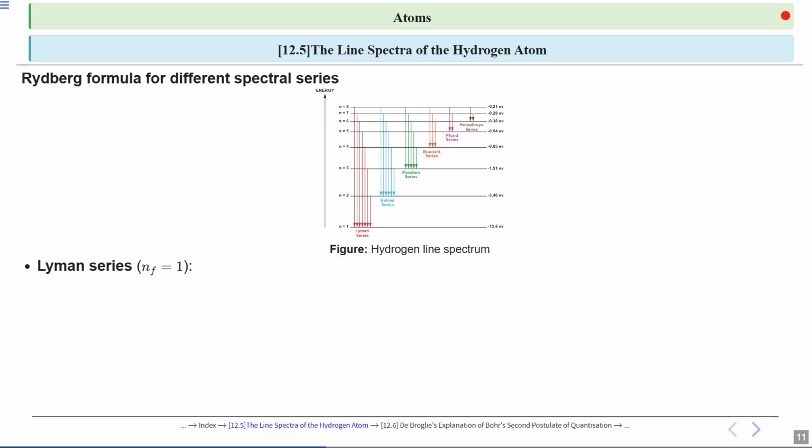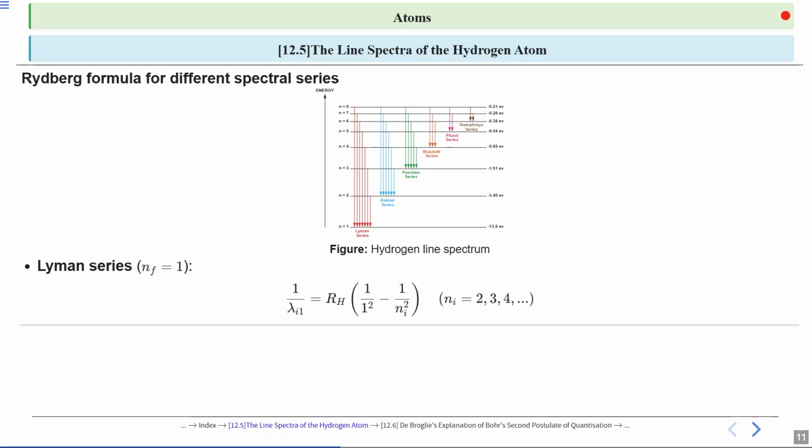So let's talk about the Lyman series. In this series, electrons fall to the first energy level, which we call n final equals 1. The Lyman series lines are all in the ultraviolet region of the spectrum, which means we can't see them with our eyes, but they are very important in understanding atomic structure.